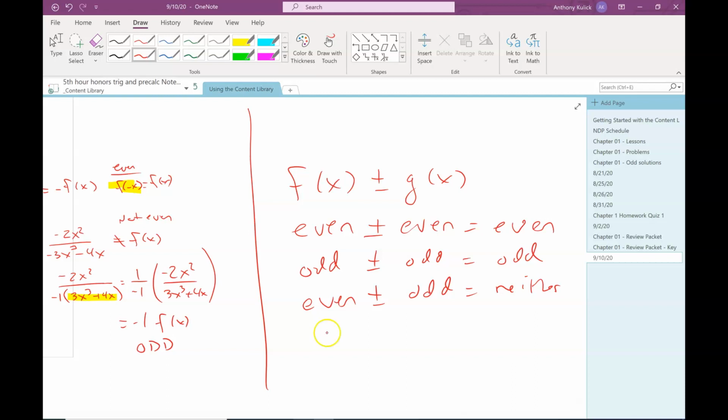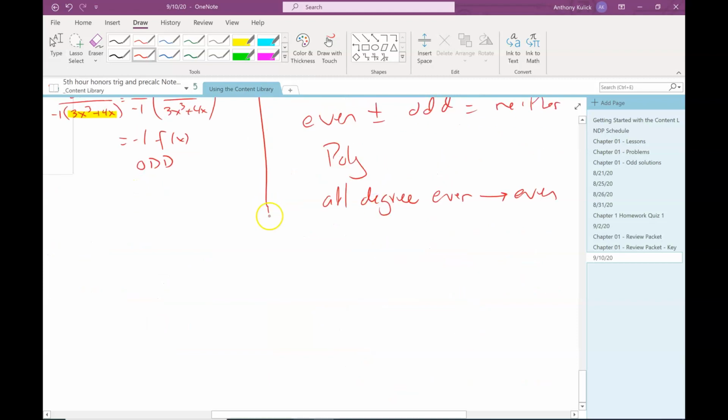And the idea was with the polynomial, if all the degrees were even, then that function was even. If all the degrees are odd, the function is odd. What happens for a fraction? So if I have one function over another, if I look at the parity of f of x and g of x, can I tell whether the quotient is odd or even?